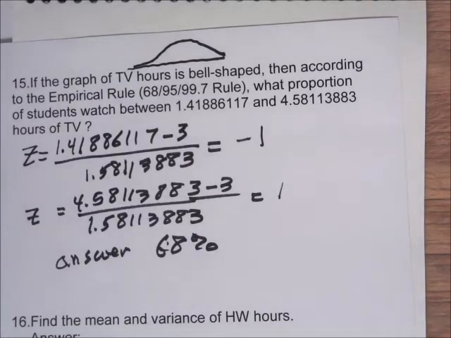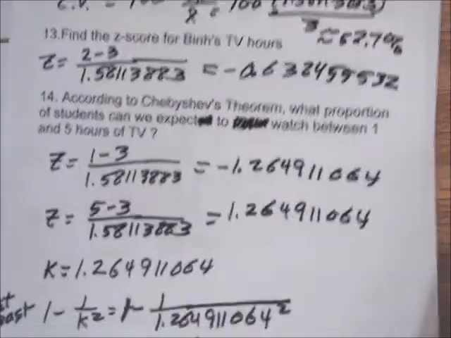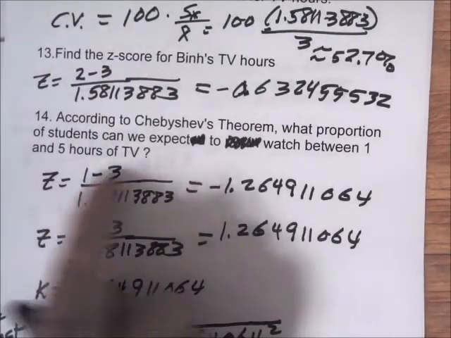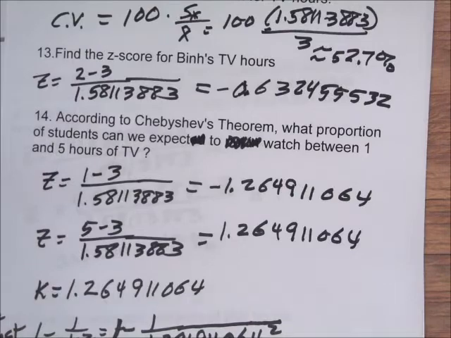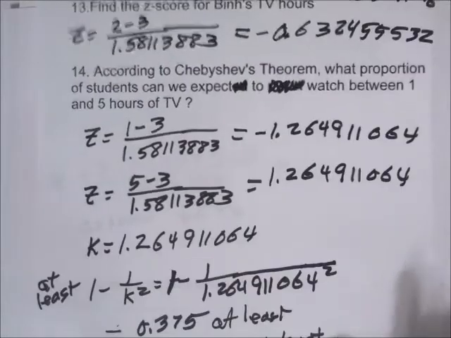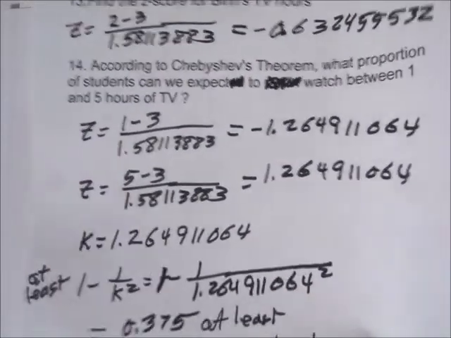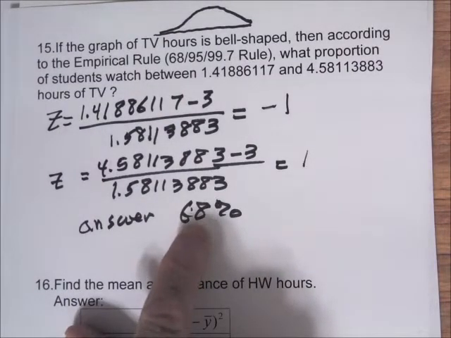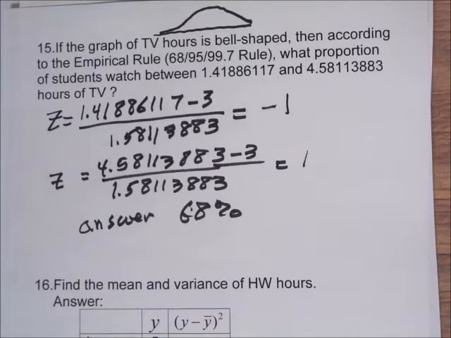Okay, so that's a much stronger rule. For Chebyshev, we had a much wider range, not just from 1.4, but all the way down to 1 hour, all the way up to 5. We had a much bigger range of values, and the most we could say was 37.5%. And here we have a narrower range, and we're saying 68%. So the empirical rule is a stronger rule.